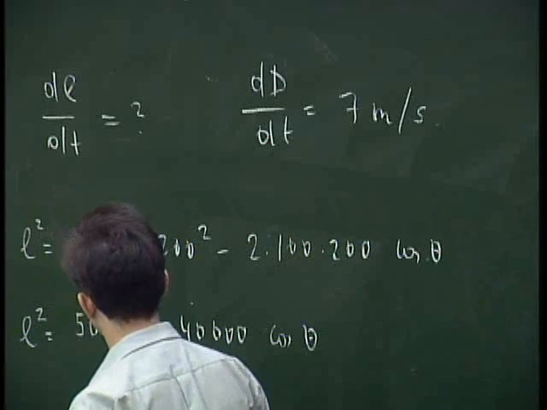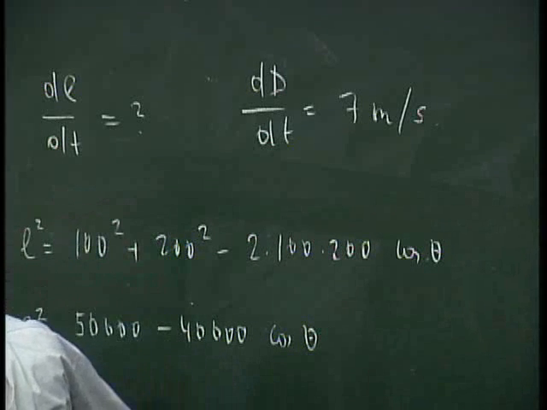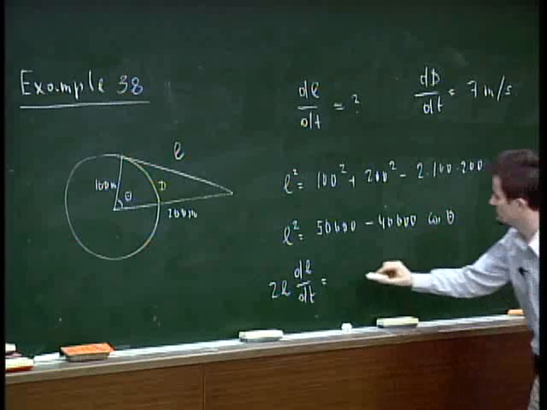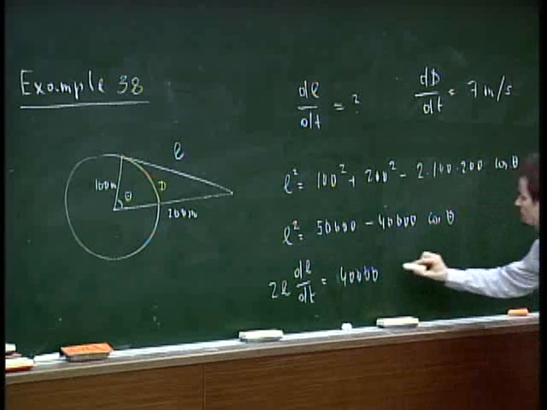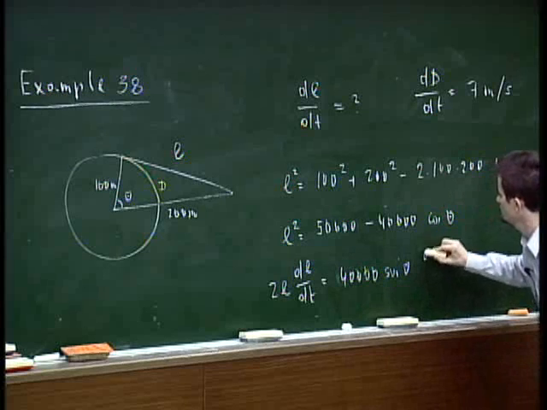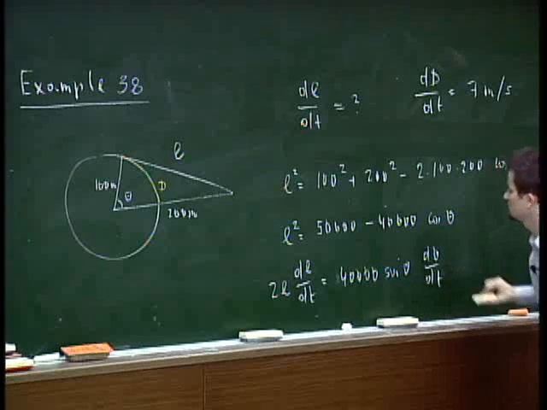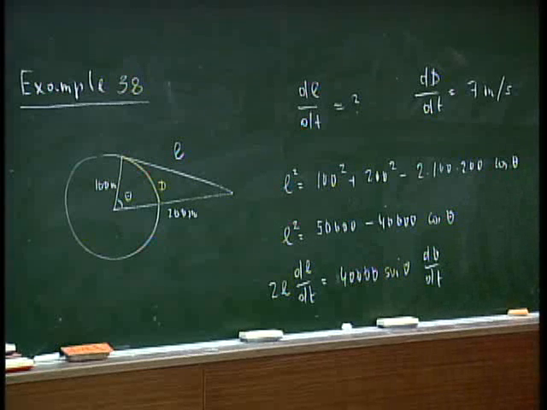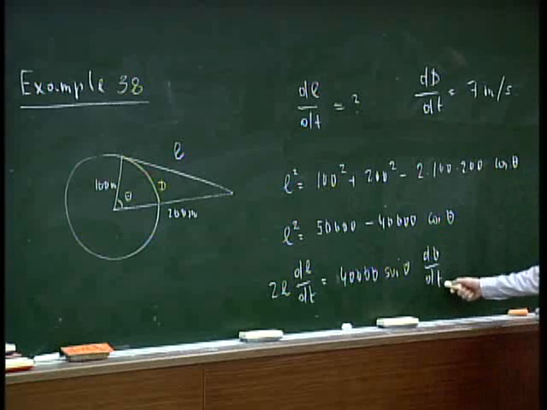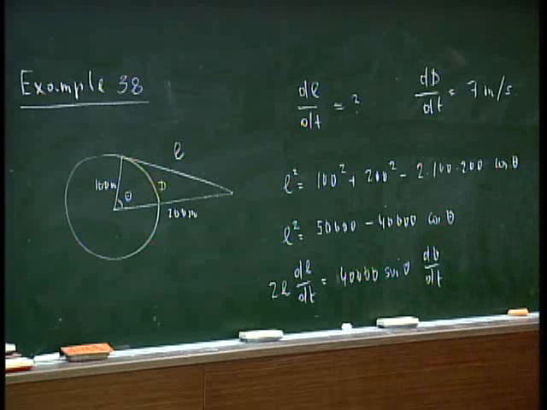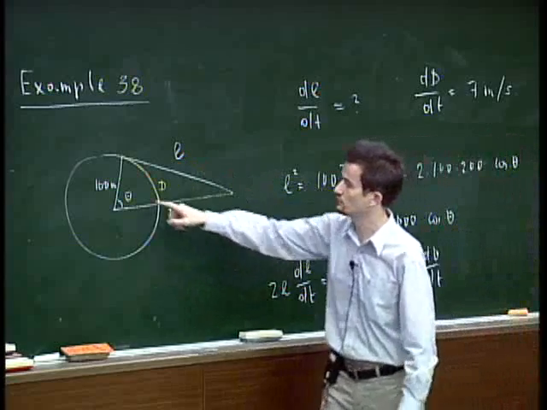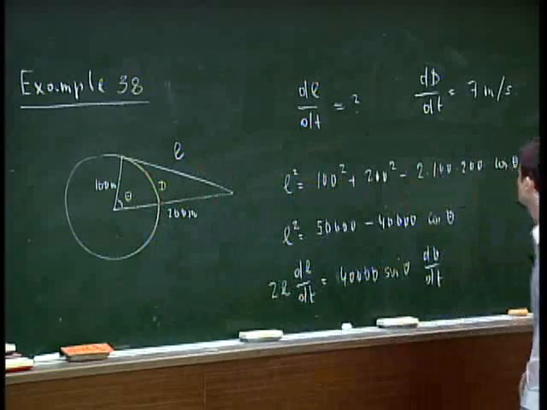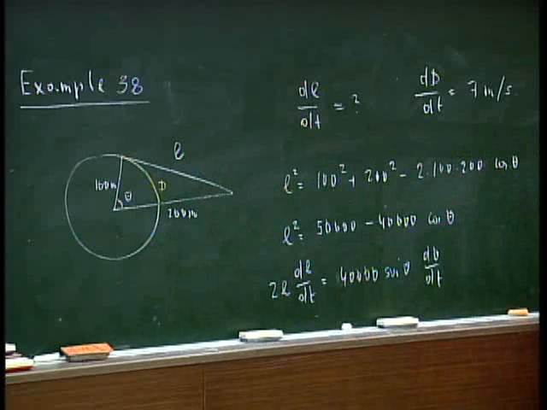So we take the derivative. So you have 2L dL over dt is equal to minus, so you have 40,000 sine of theta d theta over dt. What we still need is the d theta over dt. This is the first thing we need. The second thing we need is, if L is 200 meter, we need to find out, okay, what is the theta? Okay, so those two quantities we still have to find.